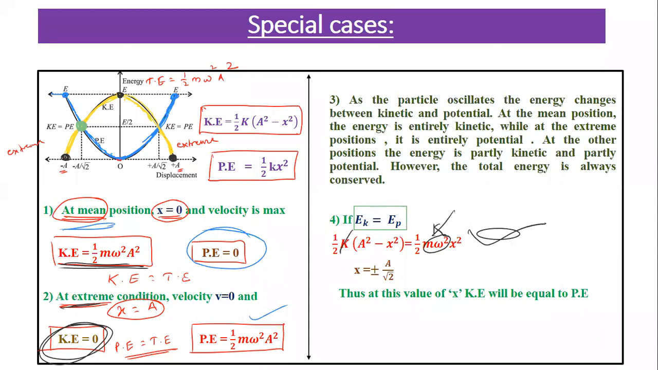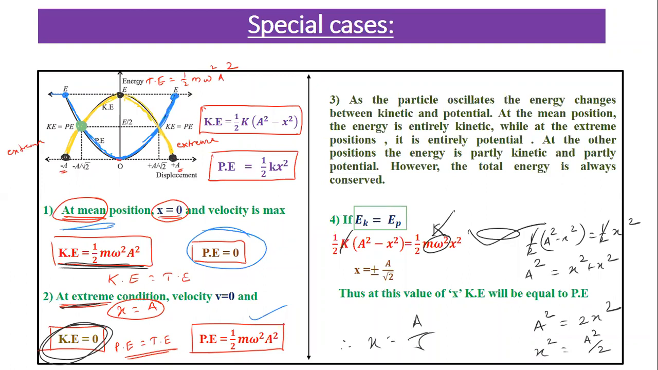So we get 1 by 2 (a square minus x square) is equal to 1 by 2 x square. This 1 by 2 gets cancelled. So a square is equal to x square plus x square, which is 2x square, or x square is equal to a square by 2. Hence x is equal to a by root 2. You can see the formula here: x is equal to a by root 2. Now you note one thing here.